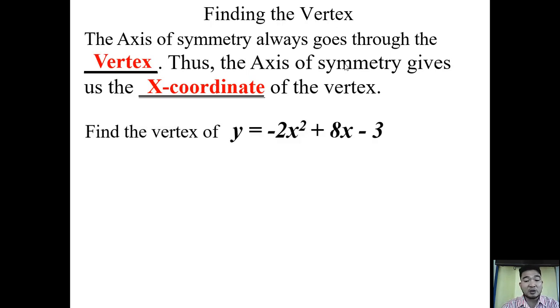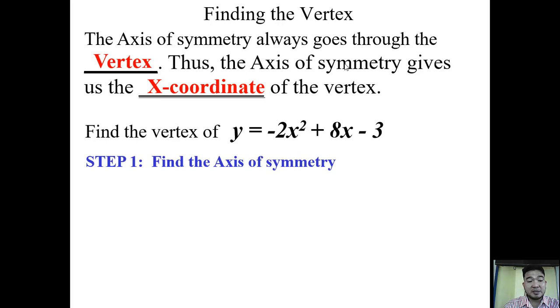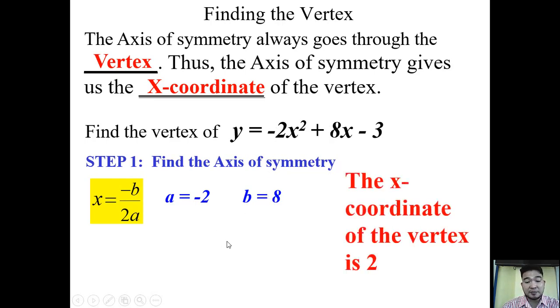Find the vertex of y equals negative 2x squared plus 8x minus 3. The first step is to find the axis of symmetry. Using the formula x equals negative b over 2a, you identify a and b. A is equal to negative 2 and b is equal to 8. Then by substitution, you will have negative 8 over 2 times negative 2, which is negative 4. So negative 8 over negative 4 is equal to positive 2.